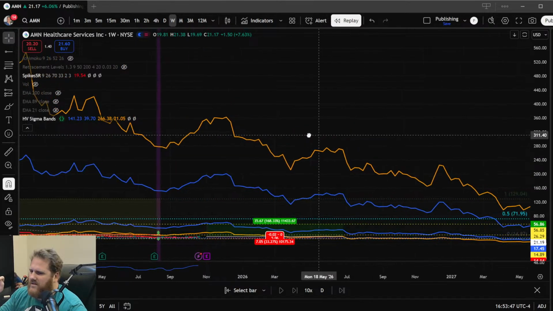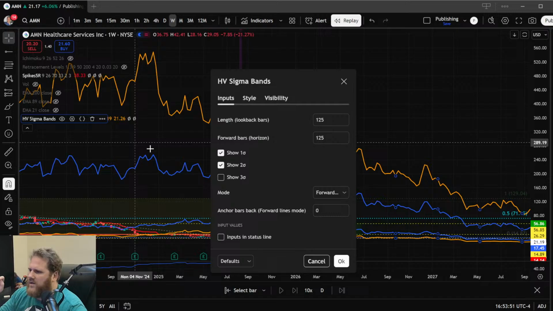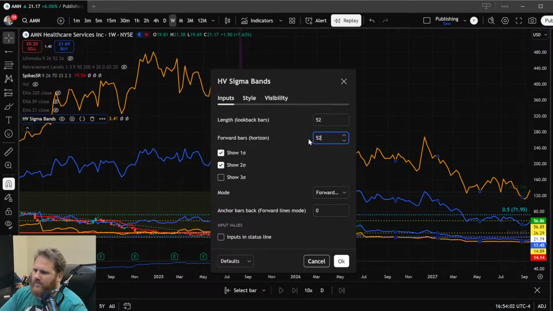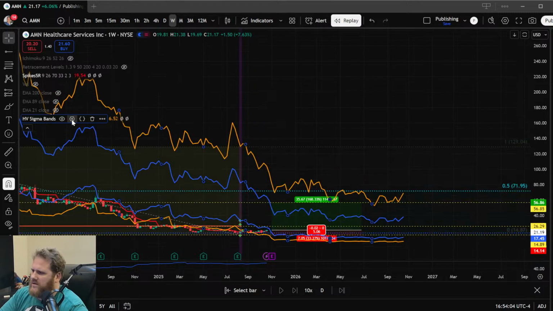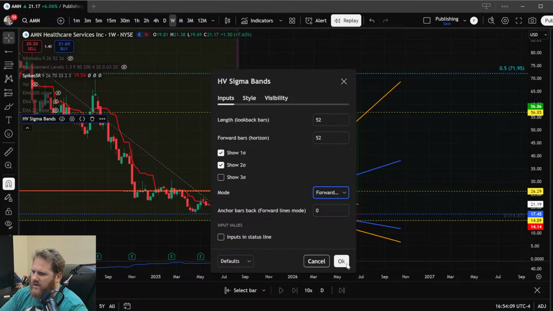See, this is a weekly. So weekly, we don't need to have that many bands. How many weeks do we need to go? So 52. Let's do a 52 volatility, one year, since we're on the horizon. Let's do it the normal way, forward from anchor.